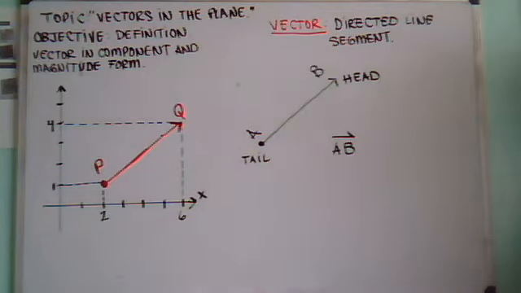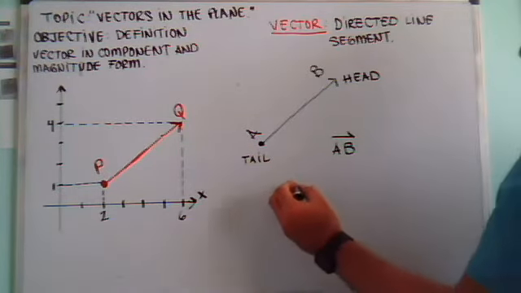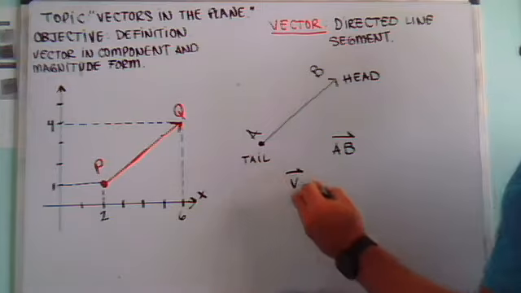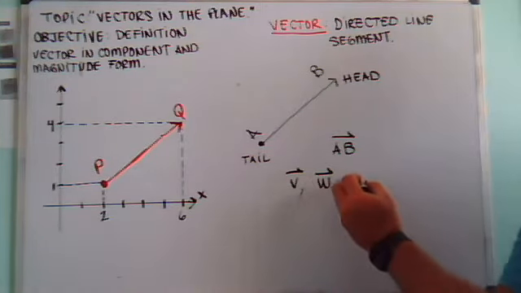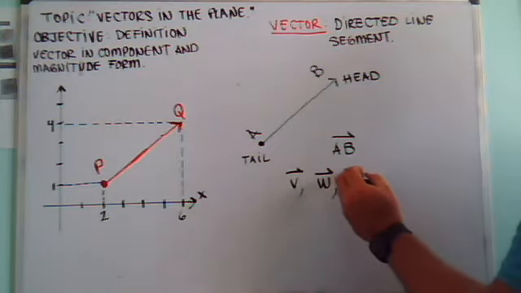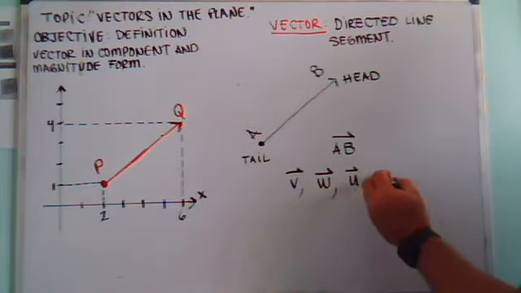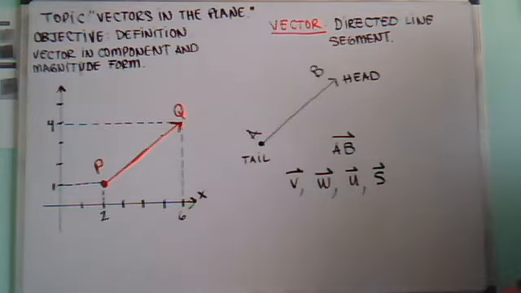Since we reserve letters like x, y, z for variables, we can also represent vectors using the remaining last letters in the alphabet, like vector V, vector W, vector U, vector S, and so on.